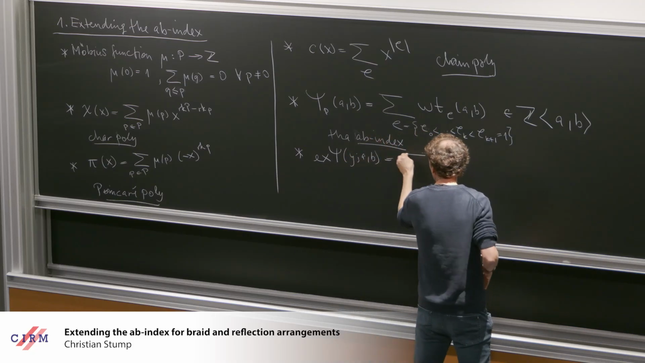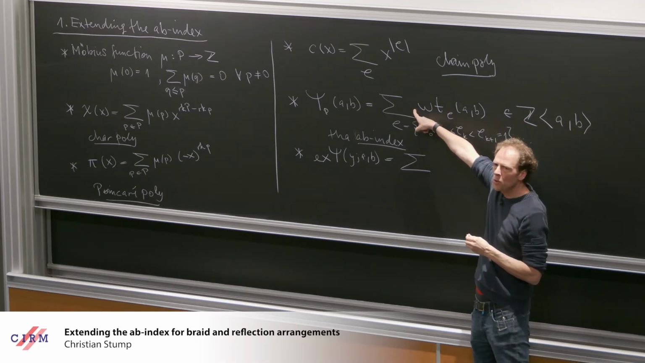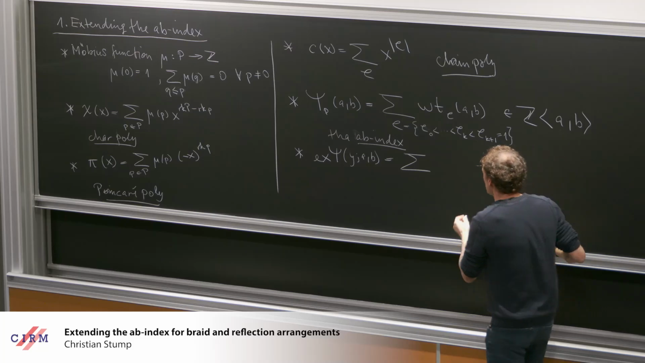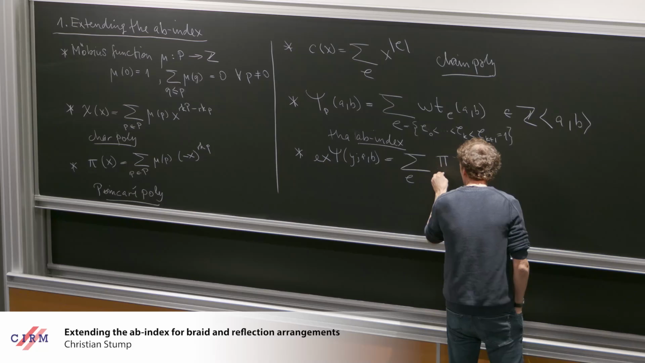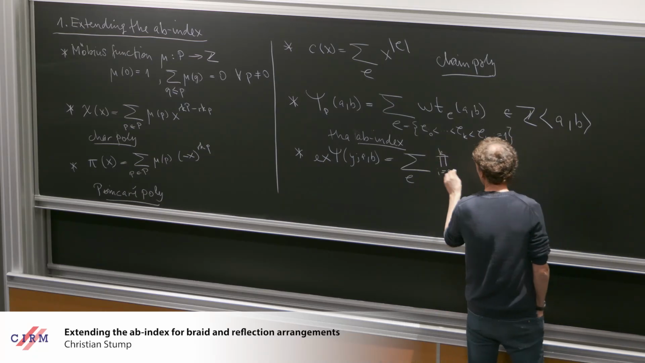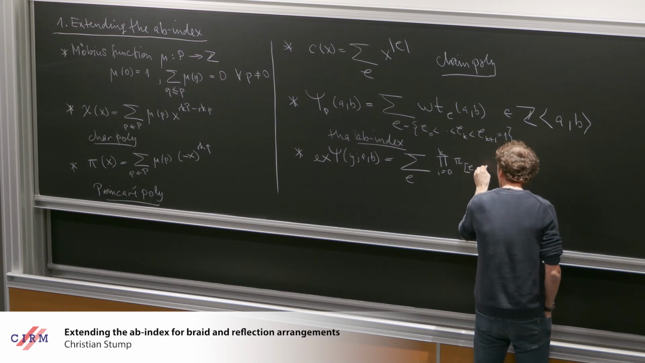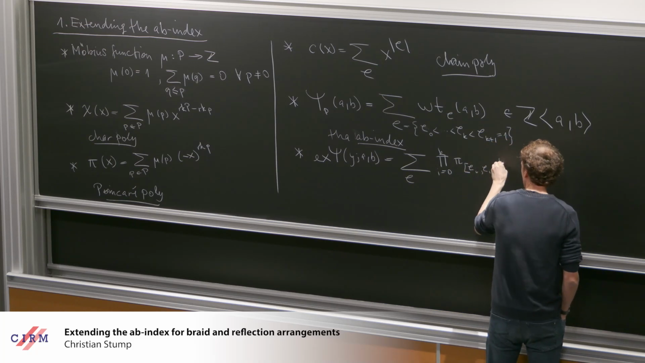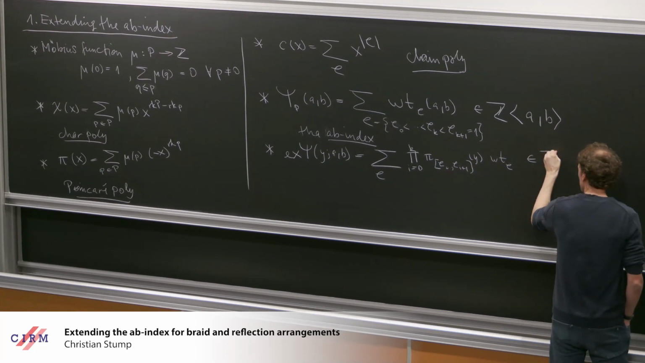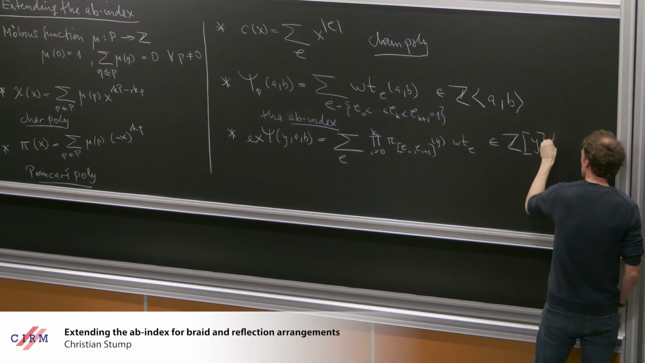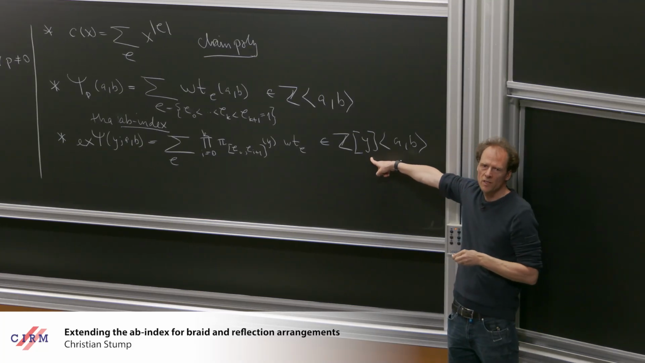And it is the same definition as before, but every chain is multiplied by the product of the Poincaré polynomials of the intervals. So sum of all chains C as above, and then we take the product i from 0 to k, and then the Poincaré polynomial of the interval c_i to c_{i+1} in a variable y, and then weight of c. So this is a polynomial in non-commuting variables a and b, and the coefficients are polynomials in y.